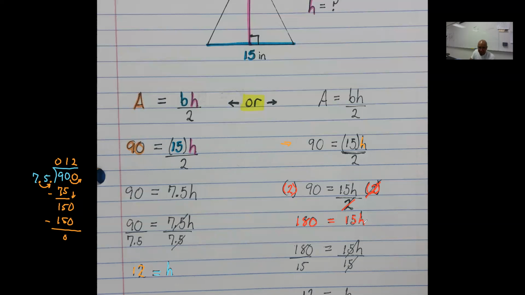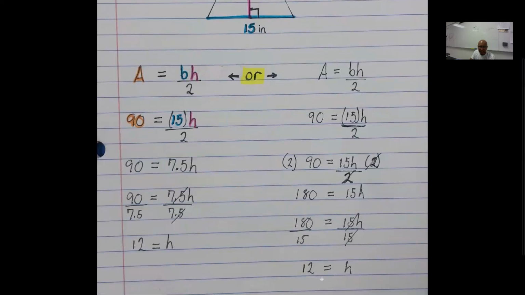The opposite of multiplying by 15 is to divide by 15. So I'm going to do 180 divided by 15. And when I divide 180 by 15, again, I get the same answer, the answer of 12. Either way works, ladies and gentlemen. I recommend doing this first one. I feel like it's a little bit more intuitive, where the only difference between what we were doing before is just that we first divide by 2.